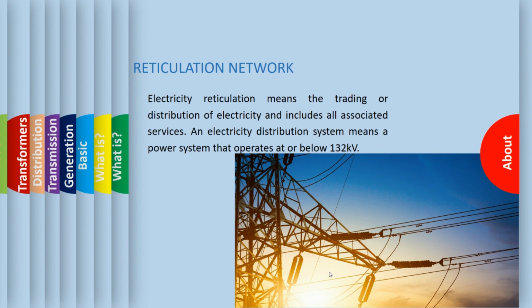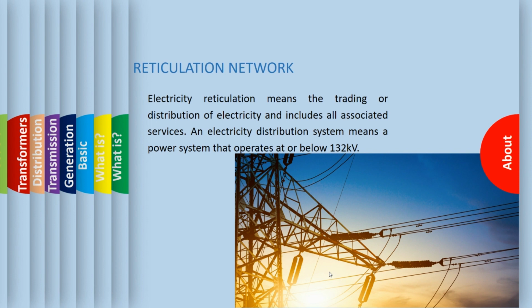But before that, remember that electrical engineering deals specifically with the distribution, generation, and also transmission of electricity. Here, we look at the details of how we get electricity in our household and how that electricity is being manufactured. Now, reticulation network or electricity reticulation means the trading or distribution of electricity and includes all associated services. An electricity distribution system means a power system that operates at or below 132,000 volts.